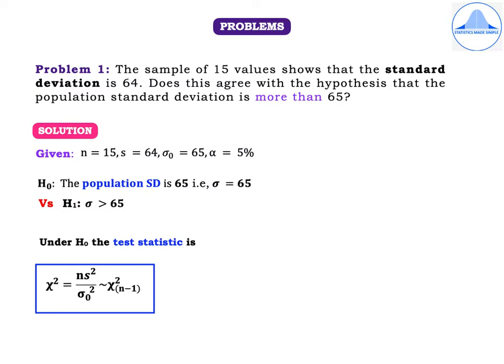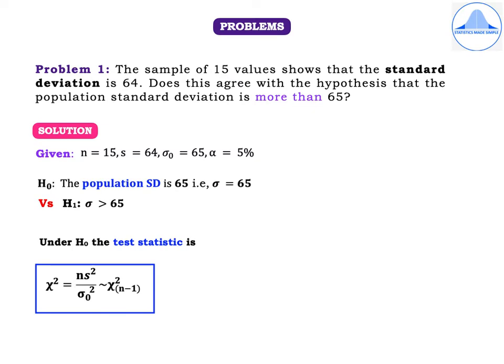Now, H naught will be in terms of the sentence, the population standard deviation is 65. The population standard deviation means it is sigma. So sigma is equal to 65. And the alternative will be versus H1, sigma is greater than 65. Why is it greater? Because of the word more than in the question.